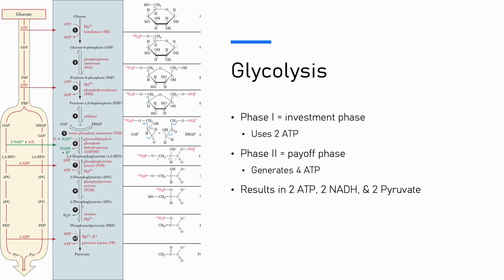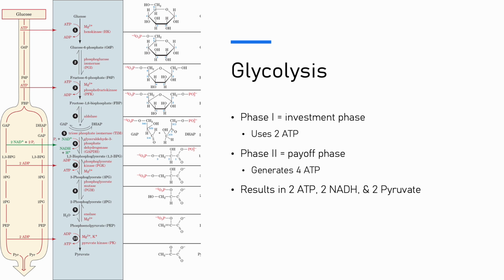Then G6P is converted into F6P with the help of the enzyme PGI. Then F6P is converted into FBP with the help of the enzyme PFK, and this is where we have a second ATP being used. Then we have FBP being converted into either GAP or DHAP with the help of enzyme aldolase.